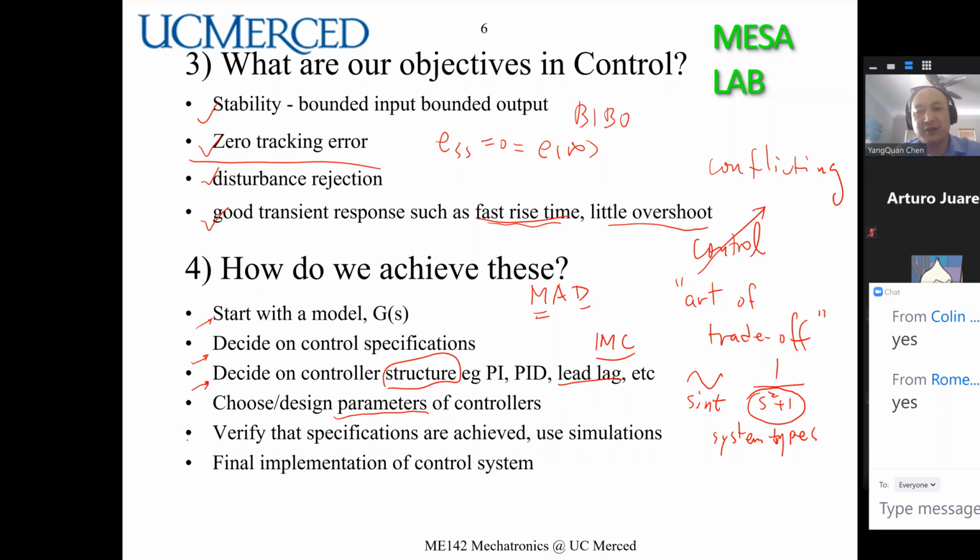Then you double check whether you can actually verify that you satisfy all those specifications. If not, you do it again. Then finally, it's usually a digital implementation for the control system using a microprocessor or controller.